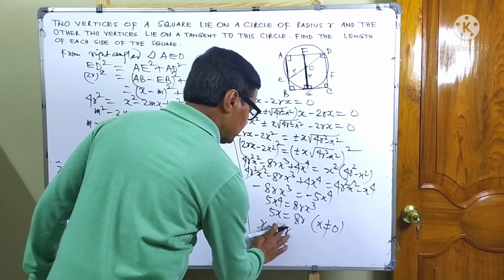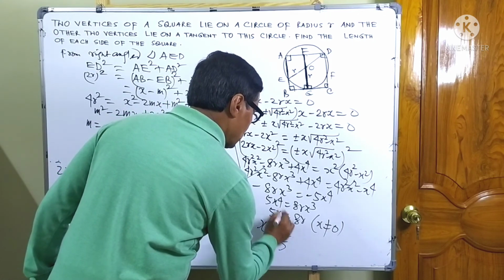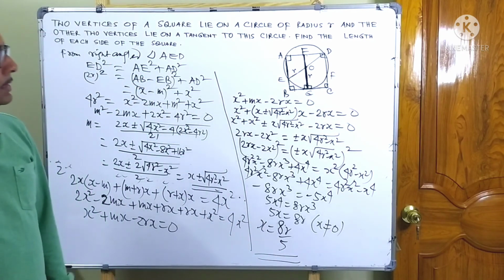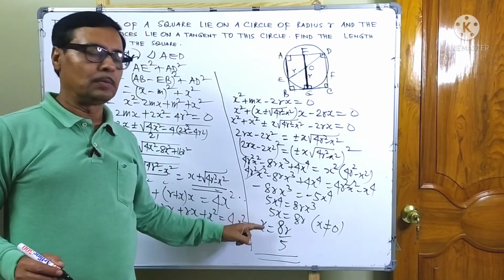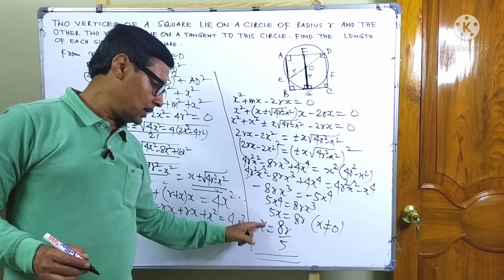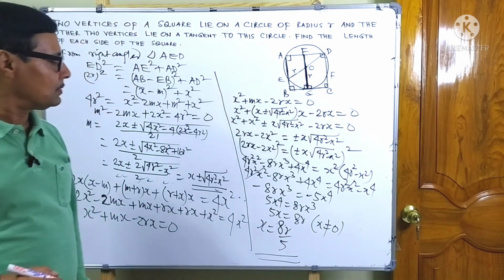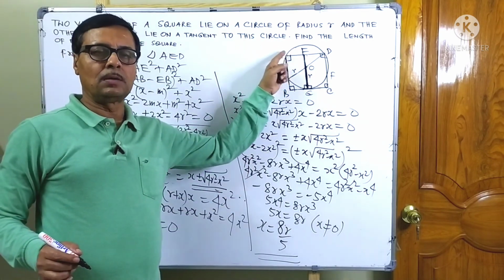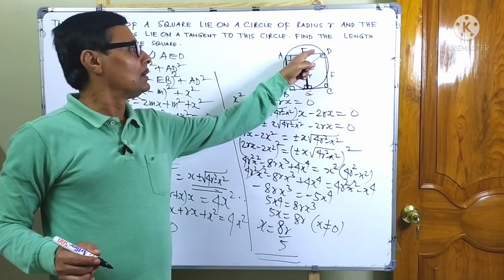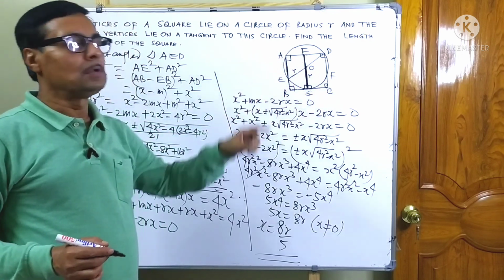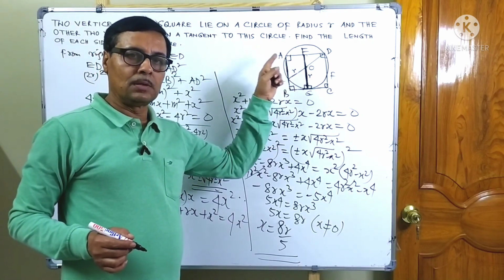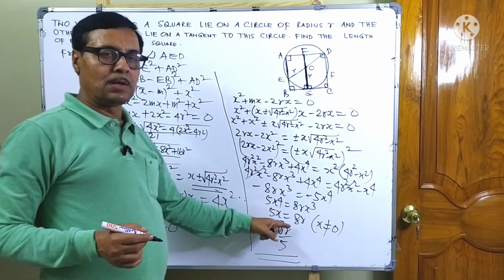8r over 5 is the length of each side of the square, which is expressed in terms of r. It is the length of each side of the square whose two vertices lie on the circle whose radius is r, and the other two vertices lie on the tangent to the circle. The length of each side of the square is 8r over 5.